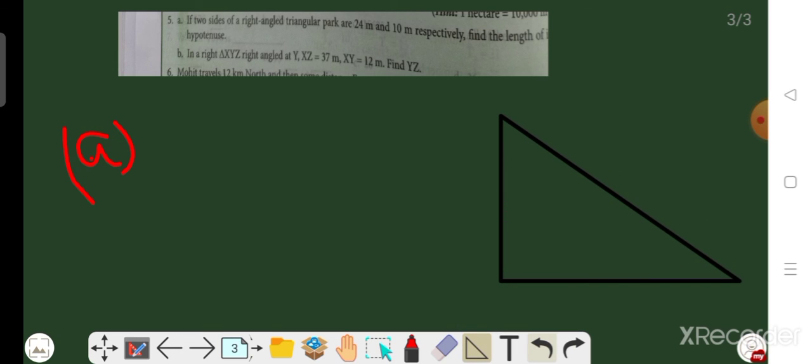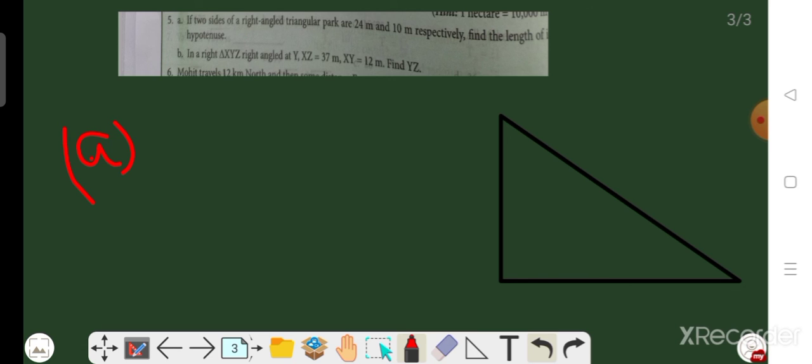Question number 5, A part and B part, beta, are the same as the 8th question of your previous exercise. I will do one part, try to do the second part by yourself. So we will do our A part. In A part, we are given, beta, a right angle triangle. Two sides of the right angle triangular park are 24 meter and 10 meter. Then we have to find the length of the hypotenuse.